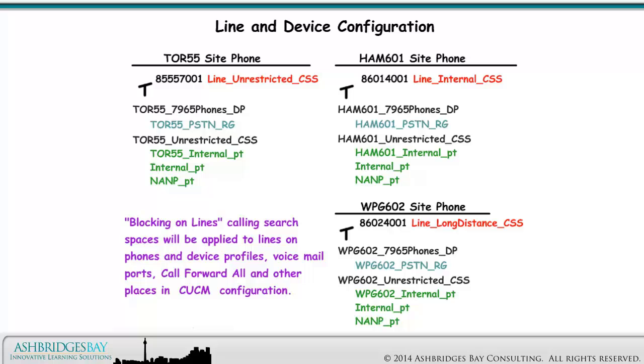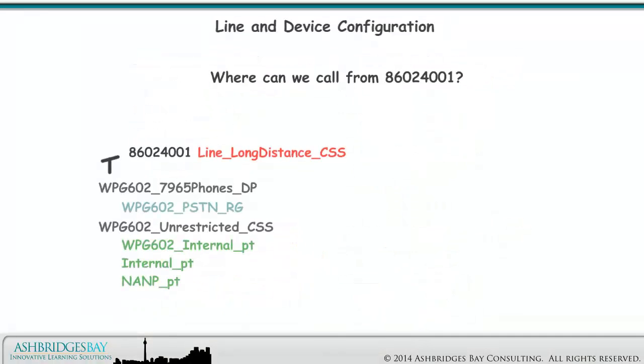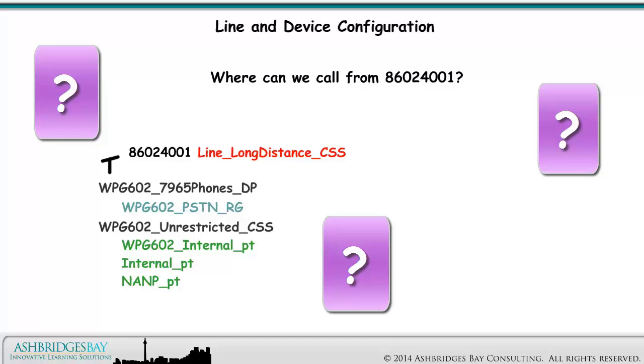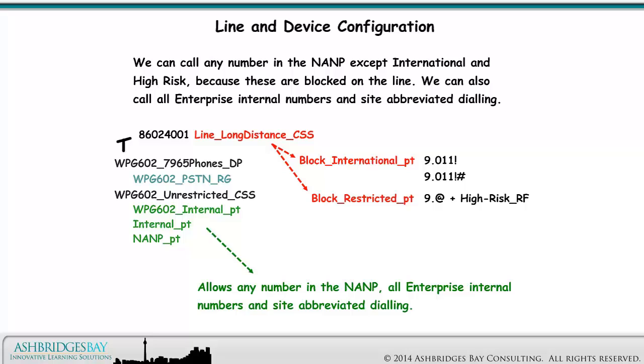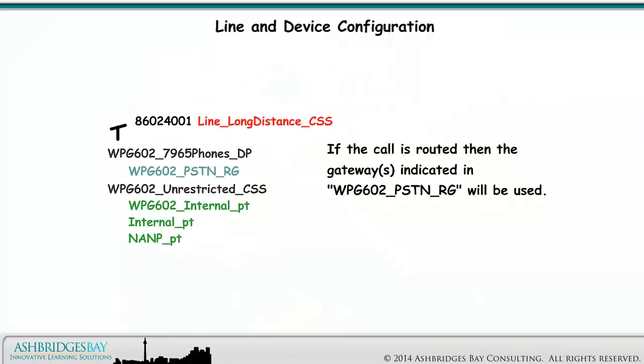Blocking on lines calling search spaces will be applied to lines on phones and device profiles, voicemail ports, call forward all, and other places in CUCM configuration. Where can we call from 8-602-4001? We can call any number in the NANP except international and high risk because these are blocked on the line. We can also call all enterprise internal numbers and site abbreviated dialing. If the call is routed, then the gateway or gateways indicated in Winnipeg 602 PSTN route group will be used.